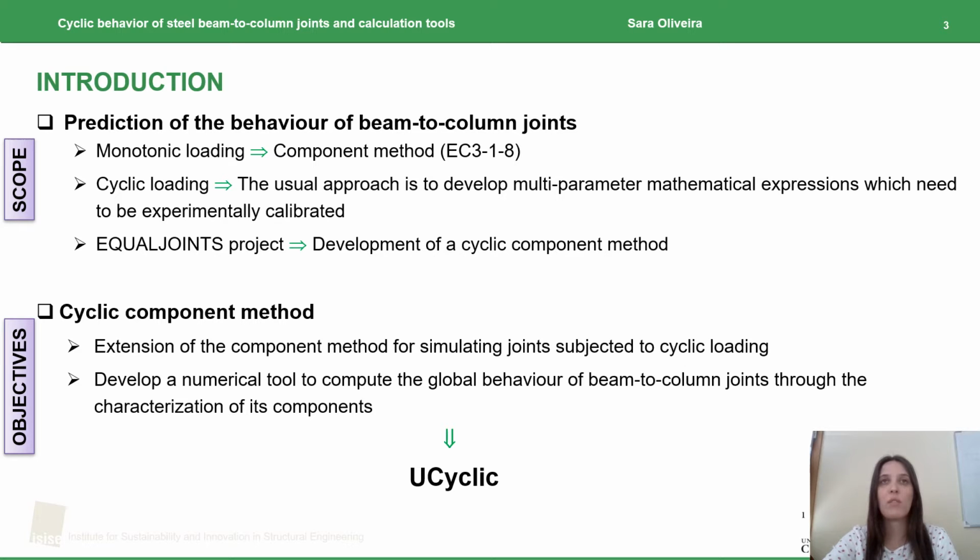The relevance of this problem was recognized by the EcoJoints project, whereby the development of a cyclic component method is addressed. Note that this software is mostly addressed to experts who fully understand the complexity of steel joints subject to cyclic loading and know how to model the mechanical behavior of each critical component.